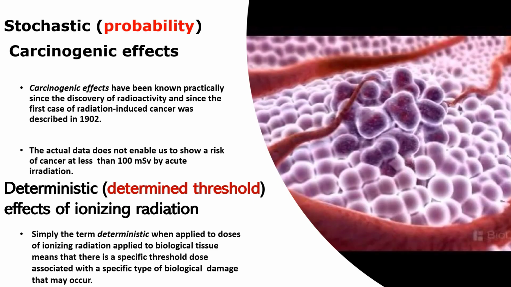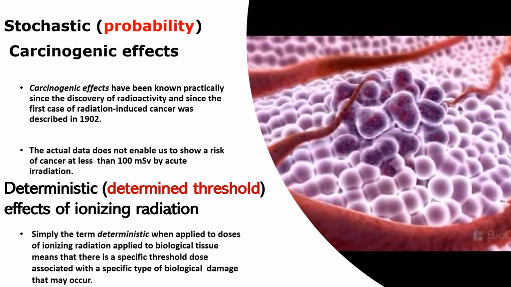The only thing we worry about with low-dose ionizing radiation that we get in medical imaging is the stochastic, or probability, of carcinogenic effects. Carcinogenic effects have been known practically since the discovery of radioactivity, and the first case of radiation-induced cancer was described in 1902.